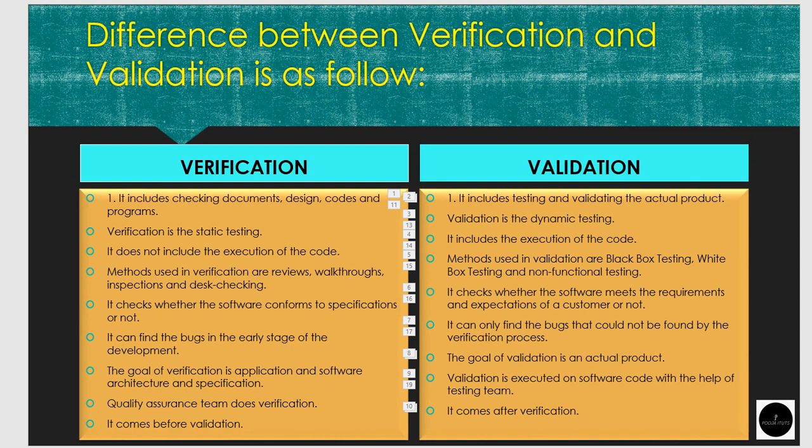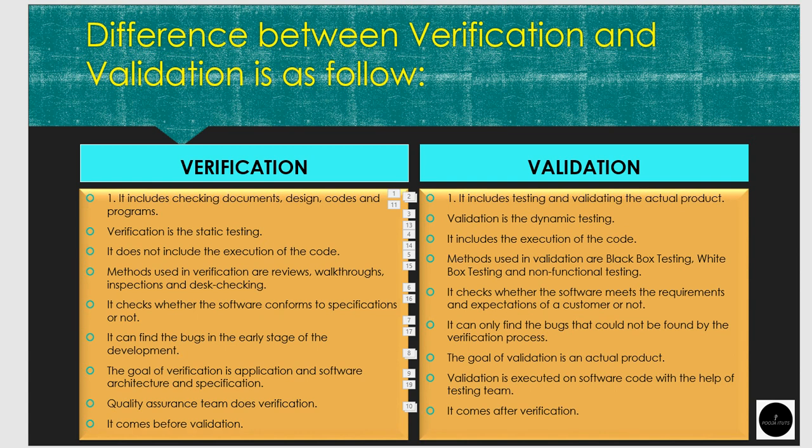Verification checks whether the software conforms to specifications or not. Whereas validation checks whether the software meets the requirements and expectations of a customer or not. Verification can find the bugs in the early stage of development. Validation can only find the bugs that could not be found by the verification process. Here, the goal of verification is application and software architecture and risk specification. Here, the goal of validation is the actual product.